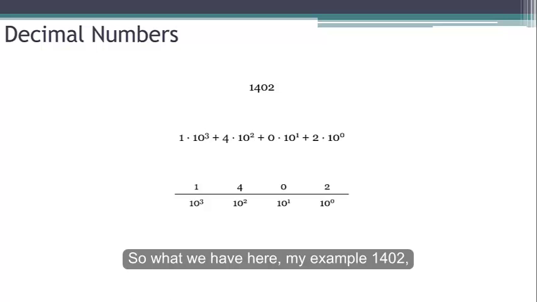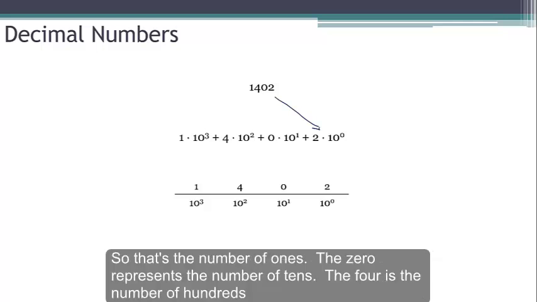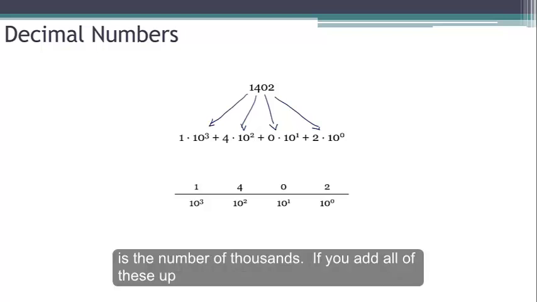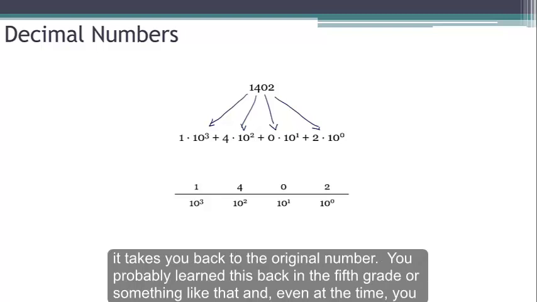So what we have here, my example 1402: the 2 represents the number of 10 to the 0s. 10 to the 0, of course, is just 1. So that's the number of ones. The 0 represents the number of tens. The 4 is the number of hundreds. And the 1 is the number of thousands. If you add all of these up, they get you back to the original number.